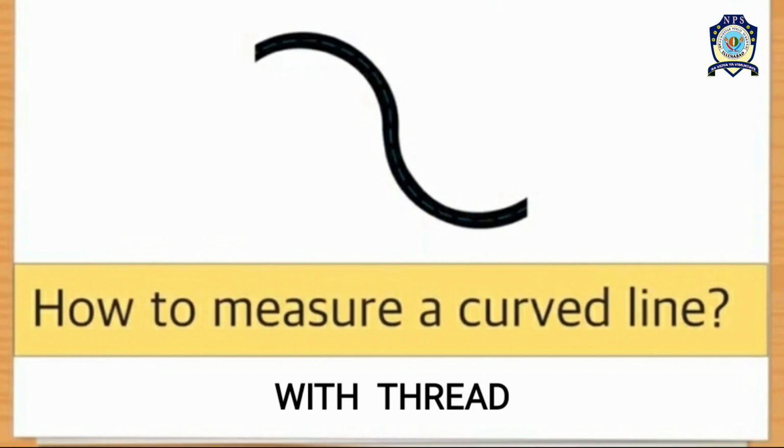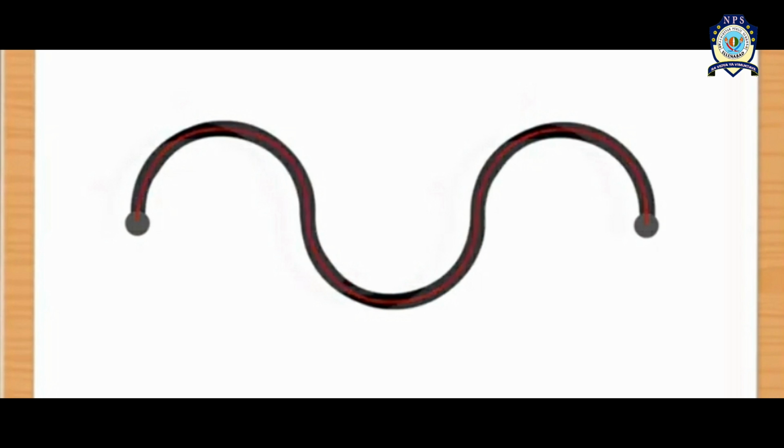Now let's learn how to measure the length of the curved line with the help of thread, because with the help of scale it is not possible. So now you can see that I had made a curved line, and on the curved line I had placed one thread which is of red color. So from top to the end of the curved line, I just place the thread over it.